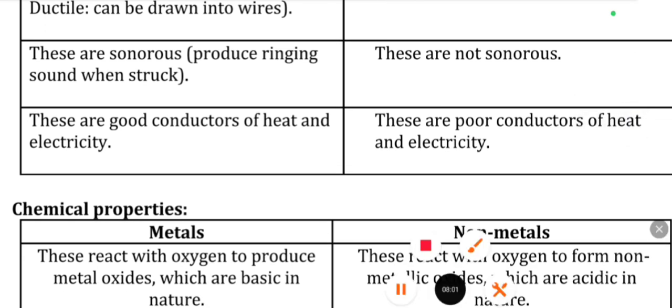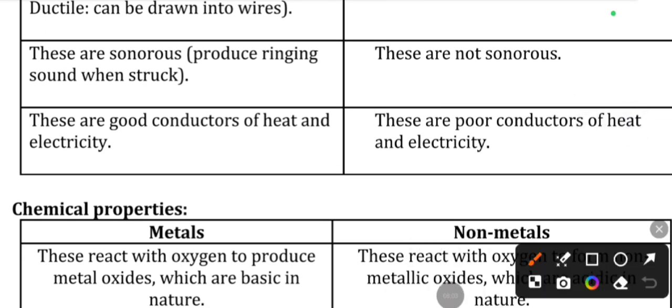Next point. Metals are sonorous, they produce sound, but non-metals are not sonorous. It means hydrogen gas will not produce any sound. If you beat hydrogen gas, it will not produce any sound. Metals are good conductors of heat and electricity, but non-metals are poor conductors of heat and electricity.